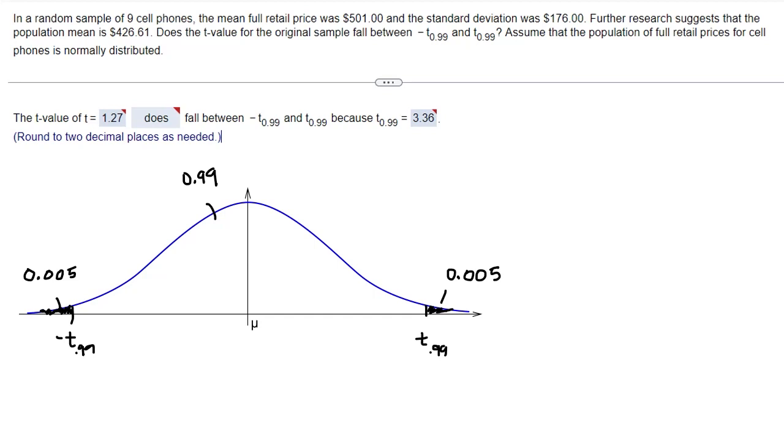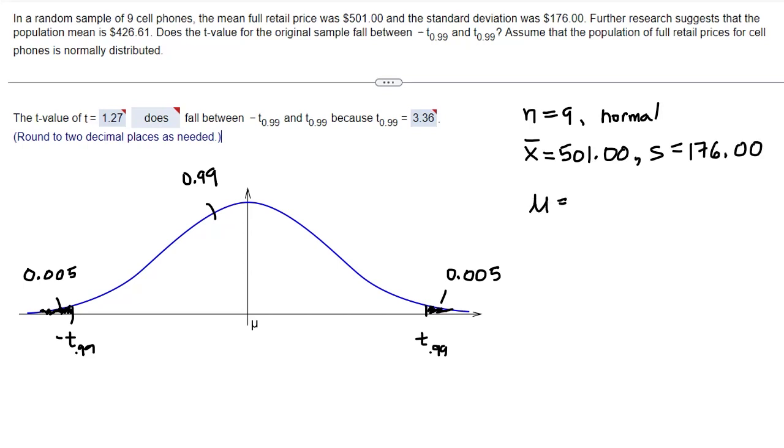So I'm going to need to find my critical values. This is the t 0.99 and the minus t 0.99. And I'll just write down what I know. So I know n equals 9, and it's normally distributed. The mean retail price is $501.00 from that 9, and the standard deviation is 176.00. The population mean is $426.61.